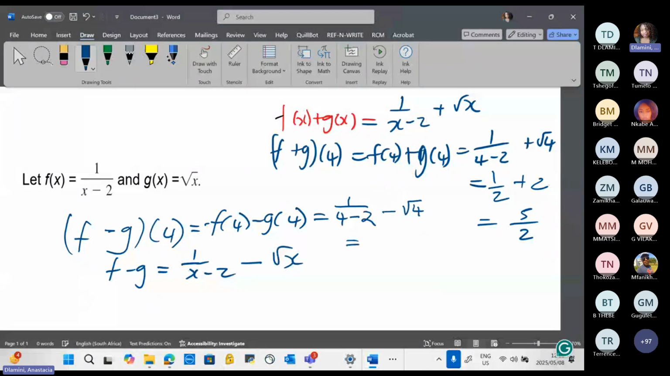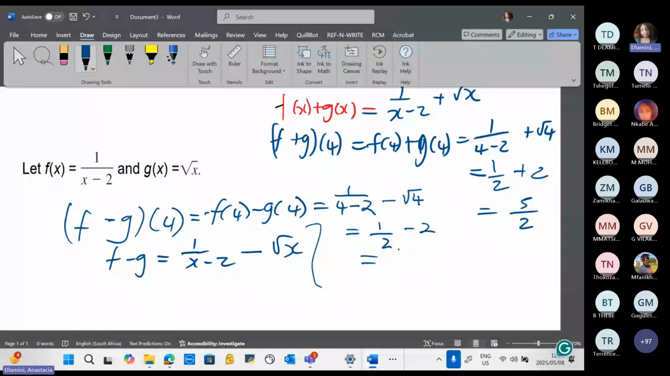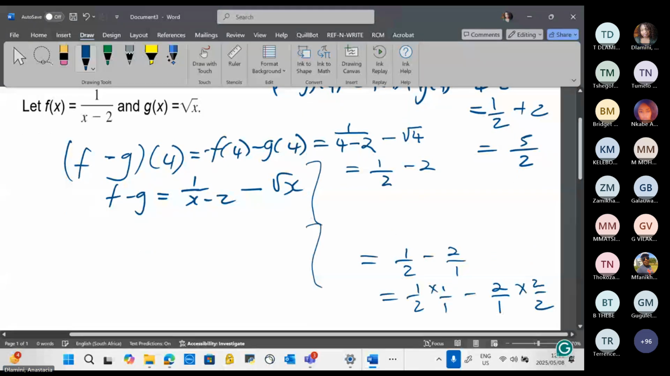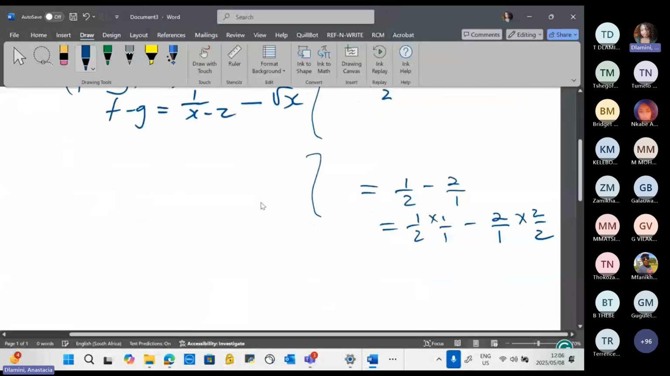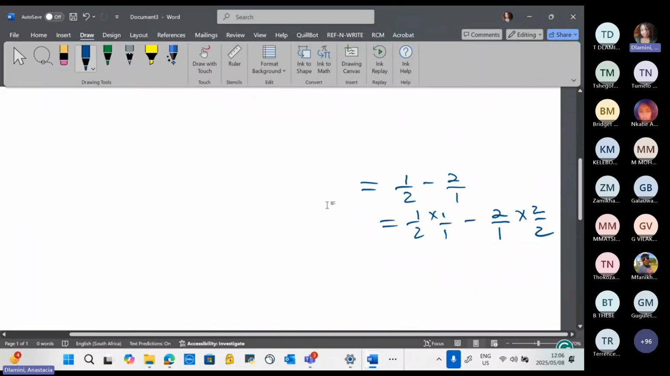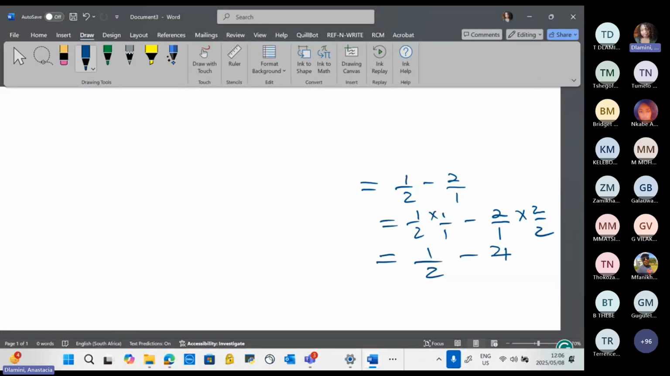So if we use the butterfly method, we know that this is 1 over 2, and this is 2 over 1. So we multiply the denominators crosswise: 1 over 2 times 1 over 1 minus 2 over 1 times 2 over 2. With time, it will be easy for you to see the answer. So this is equal to 1 over 2 minus 4 over 2, which is 1 minus 4 over 2. This equals minus 3 over 2.